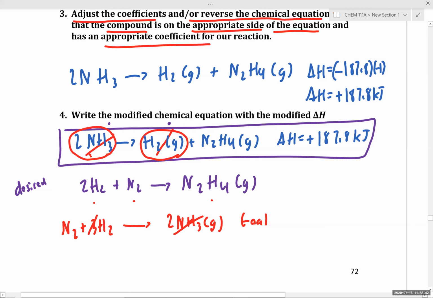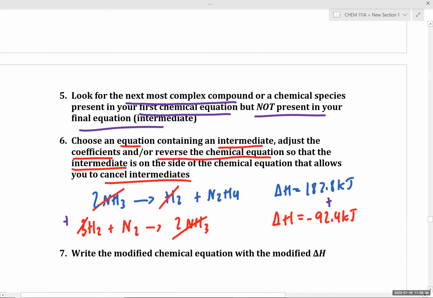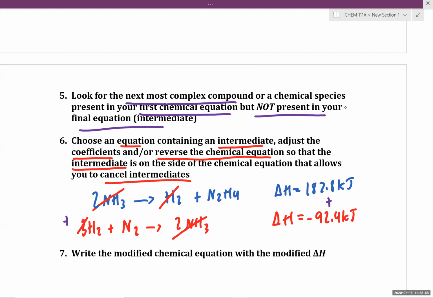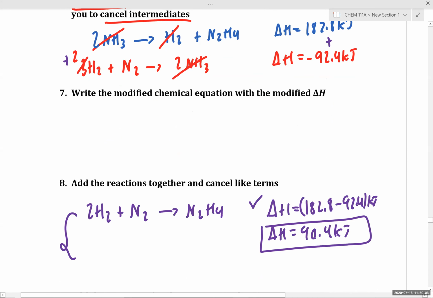So now that we have our second equation established, we write out our second equation, and then we add our reactions together. We cancel our like terms, and we add our enthalpies together as well. After adding our equations together and verifying we have the desired equation, we add our enthalpies together, and this total enthalpy value gives us the enthalpy of this desired reaction.